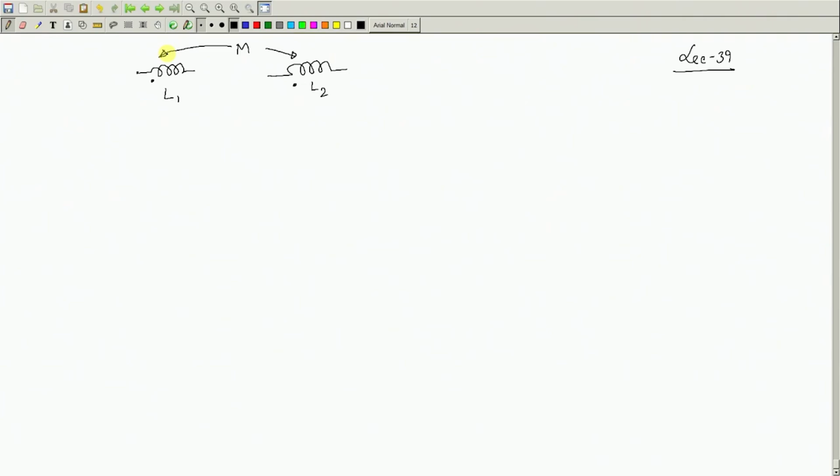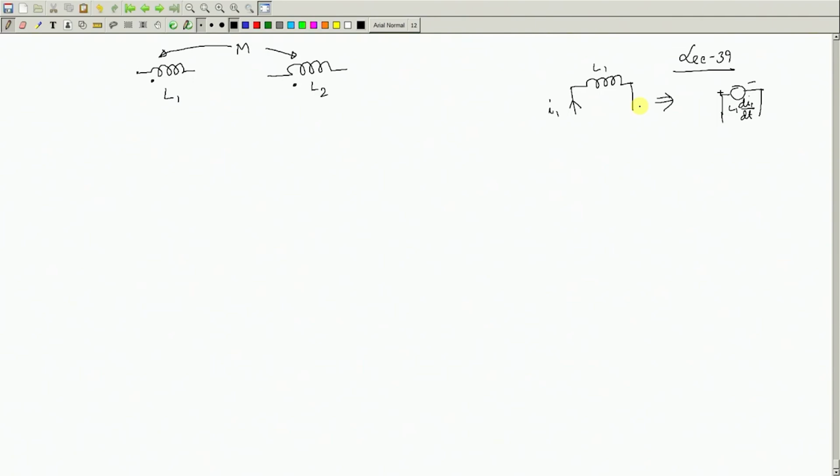Now, in general both L1 and L2 will carry current. They will be connected to respective supply voltage, and recall that if you have a single inductance, this is I1, no mutual coupling with other coils. This can be thought of as a voltage source. If I1 is increasing and dI1/dt is positive, this will be the polarity of the induced voltage L1 dI1/dt, like that.